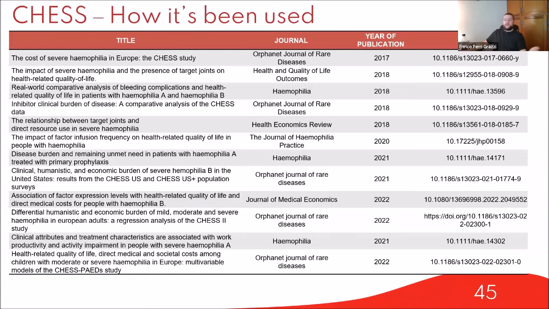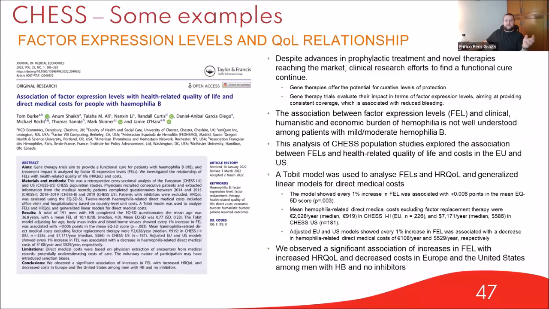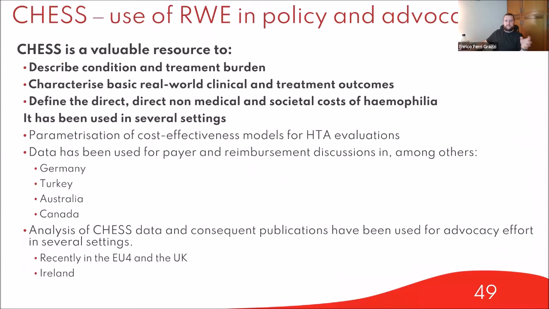Now, these are some of the publications that have come out of CHESS. These have been used for advocacy purposes, and they are publications that are available to the public, so you can use them if you want when you go and talk to a policymaker, a decision maker, anyone. You can just share them with your associates as well if you want. Here are some examples.